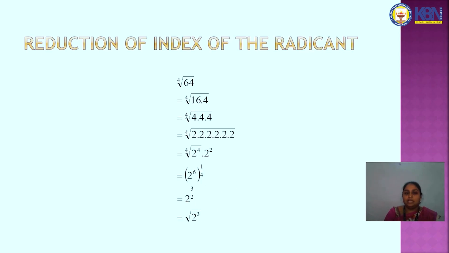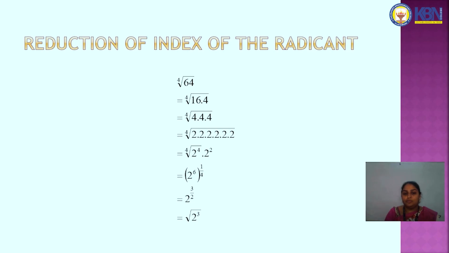Similarly, we have another problem, 4th root of 64. 64 can be written as 2 power 6. For reducing in that format, we use that 64 can be written as 16 into 4. 16 can be written as 4 into 4, and 4 into 4 into 4 can be written as 2 into 2 into 2 into 2 into 2 into 2. That means 2 power 6.